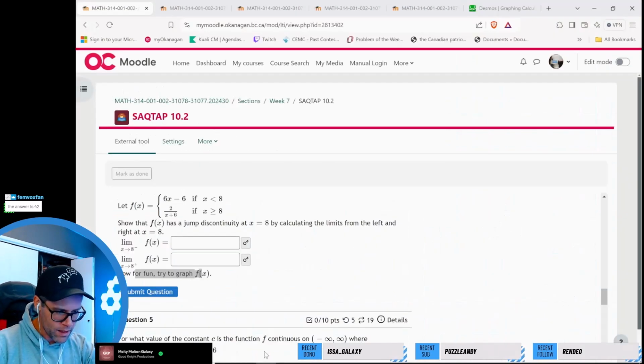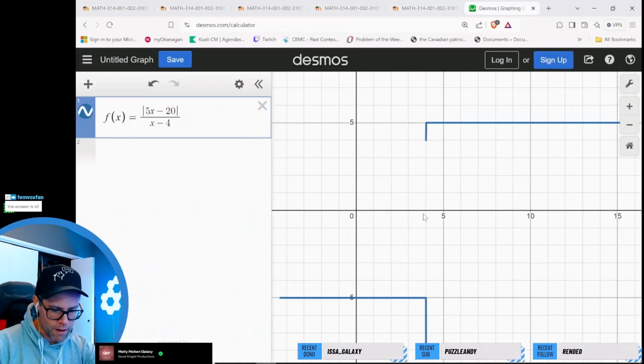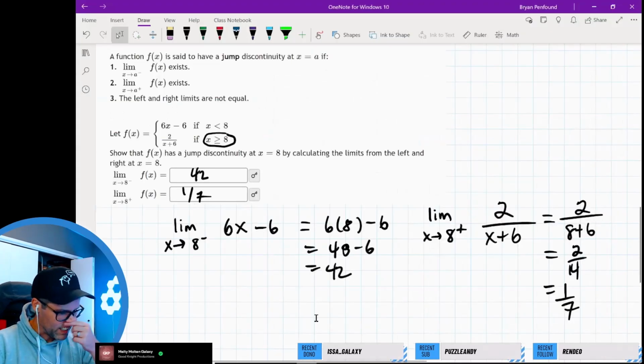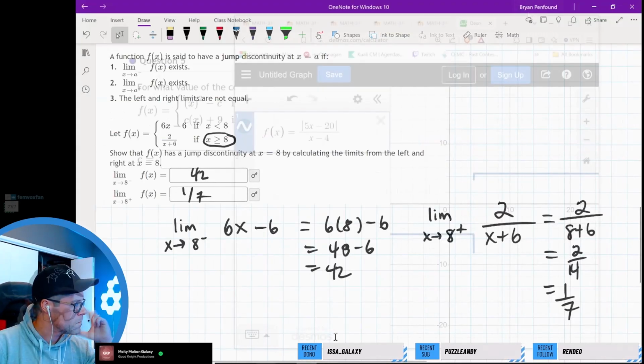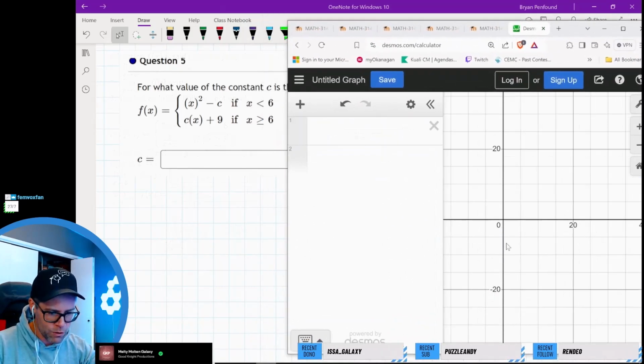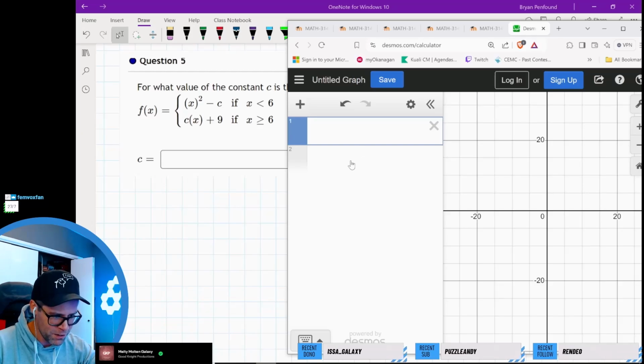Very similar to what we had in the previous question, right? When we were kind of graphing it back here, right? So these absolute values sometimes have jump discontinuities where the limits exist, but we just can't get them to line up properly. Okay, Desmos can help us a little bit here if I remember how to plot a piecewise function.